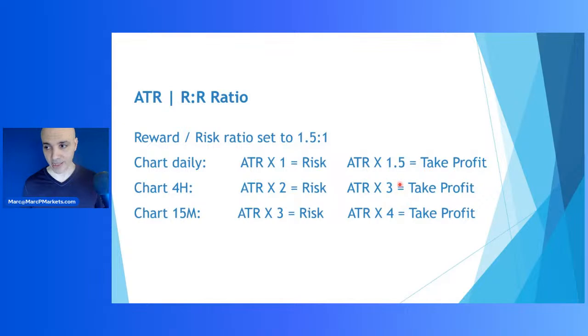Again, you're multiplying the ATR, and then you add that number to your entry for your take profit, and subtract that number from your entry for your risk. The ratio is 1.5 to 1, the reward-risk ratio, no matter which one you use. If you're using a daily chart, you multiply times 1, and you multiply times 1.5, and that gives you your 1.5 to 1 reward-risk ratio. So that's all you're doing here.